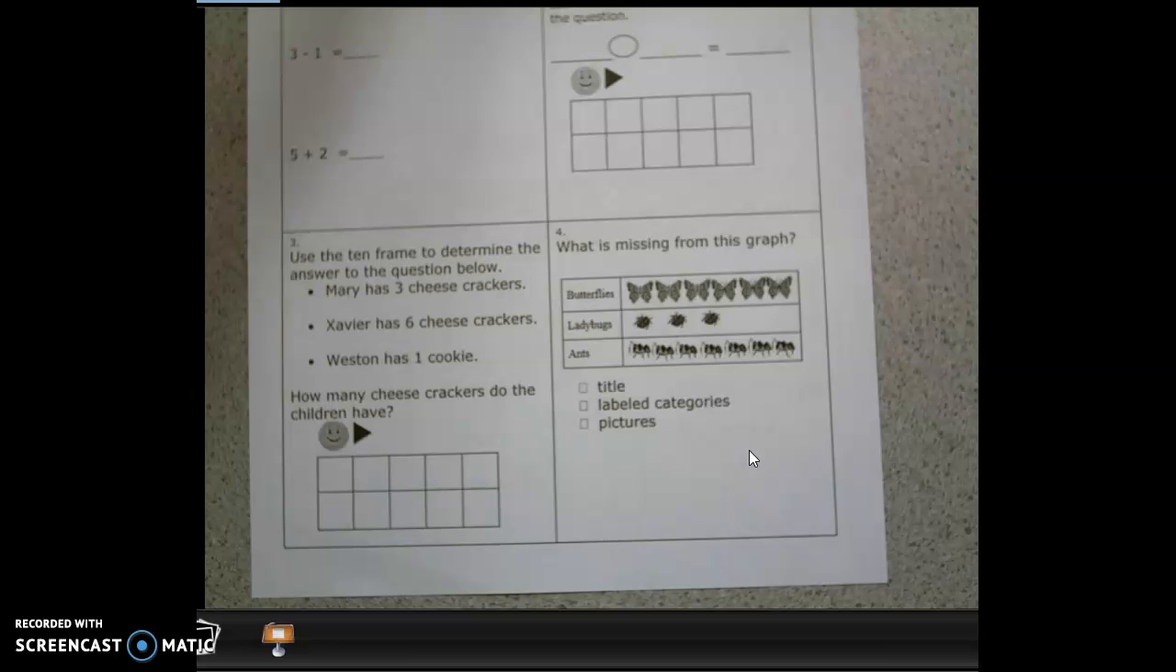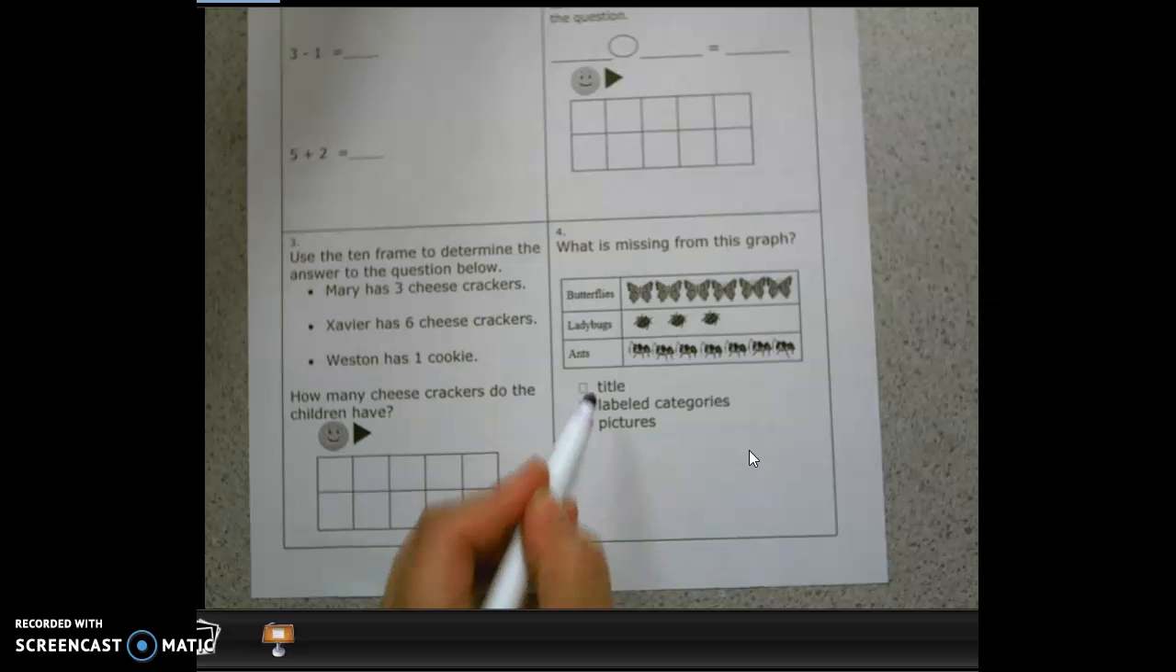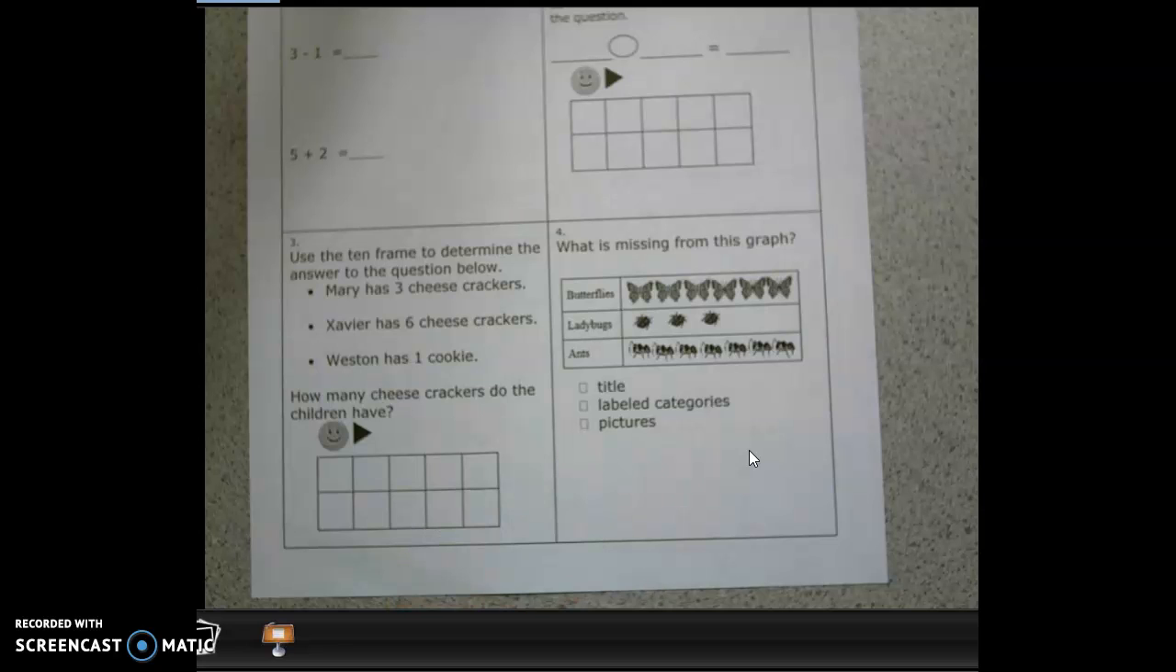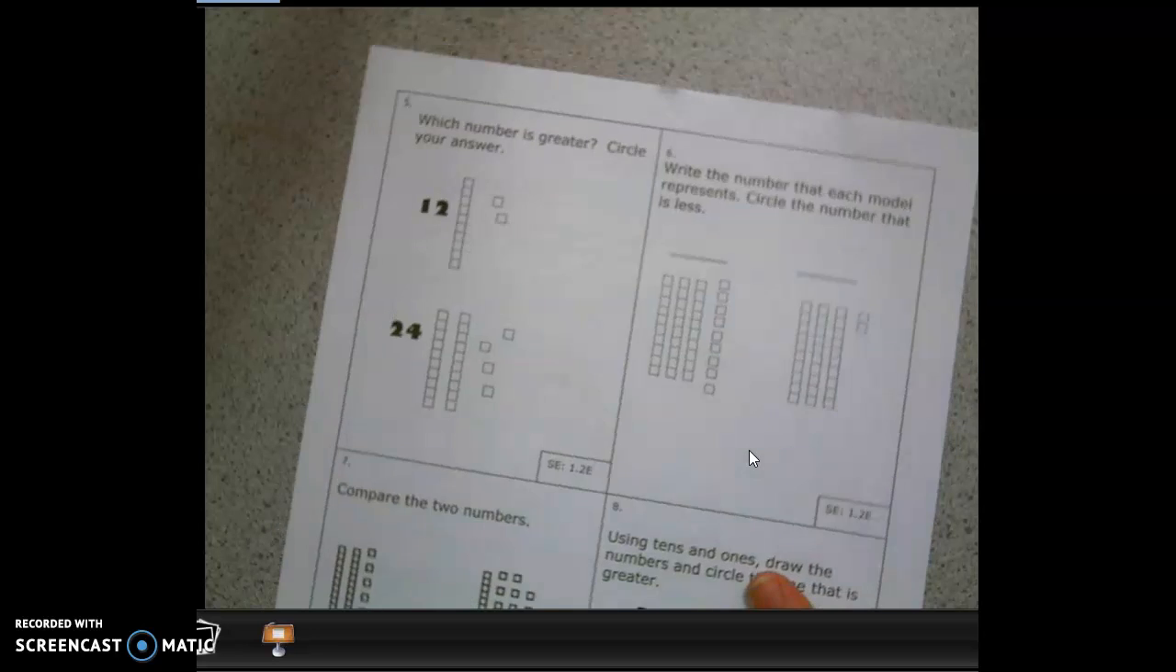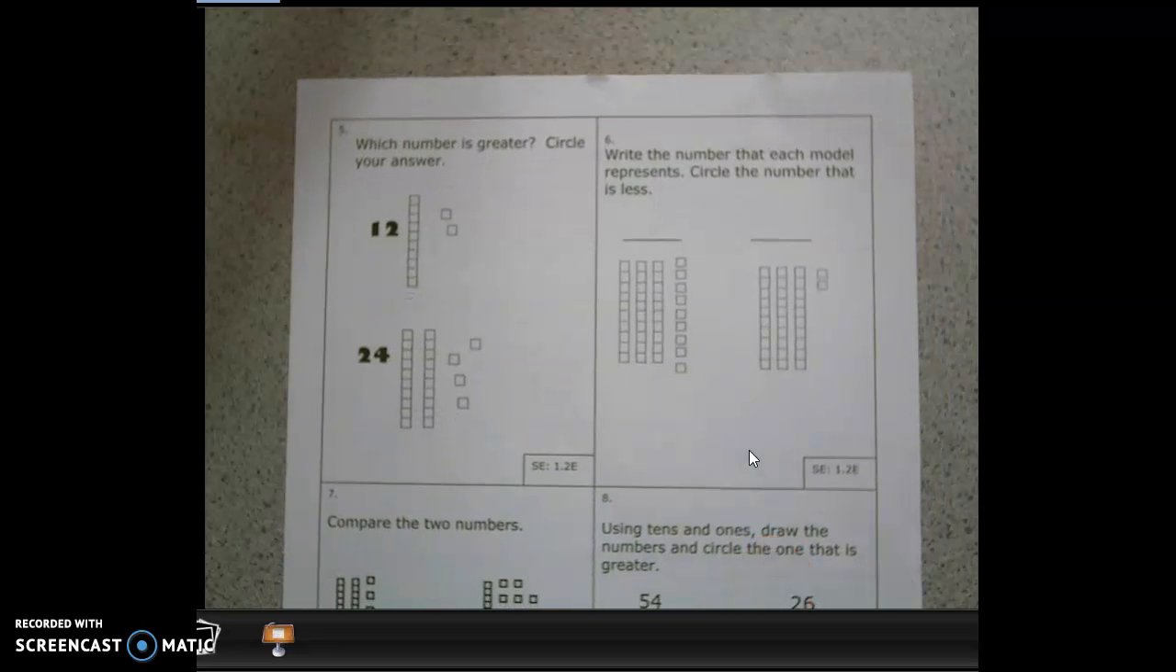Number 4, what is missing from the graph? The first one says title, the second is labeled categories, and the third is pictures. Think about, what did we talk about? What do we have to have on every single graph? We talked about that today. Number 5. Which number is greater? Circle your answer.